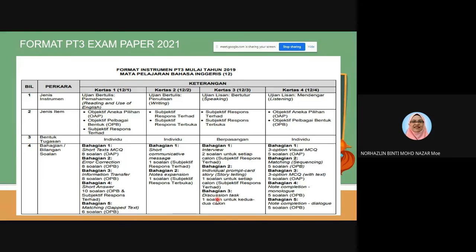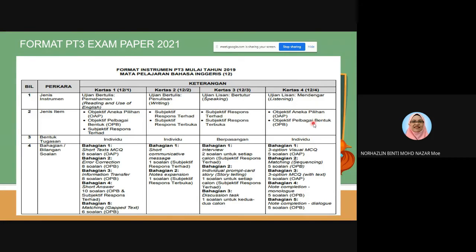Okay, section 3 is a discussion test between the two of you. They'll give you a bubble map. Okay, and then you have to assign. Okay, student A, you take 4. I take 4, Ali take 4. Towards the end, you have to tell us which one is the best item. Ingat tak format tu? Kita buat lah masa form 1. Okay, kertas 4, your code is 12/4 is your listening paper.